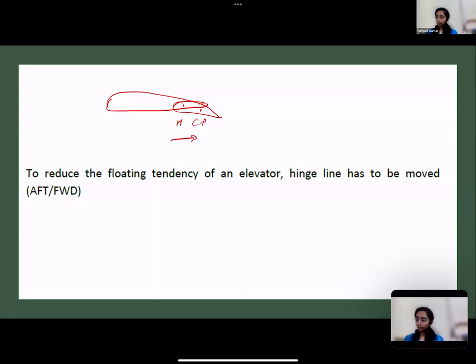If I move it towards CP, the moment becomes less and less until it becomes 0, right? So then the floating tendency is reduced. Okay. So this is say case 1 and this is say case 2, where your hinge point is here and CP is also here. In which condition will there be float? Here there will be more float, right? Here there will be no float, 0 float in fact. Correct? So we had discussed this.